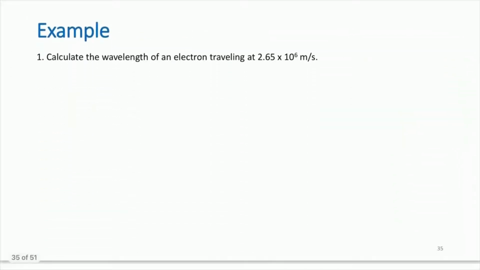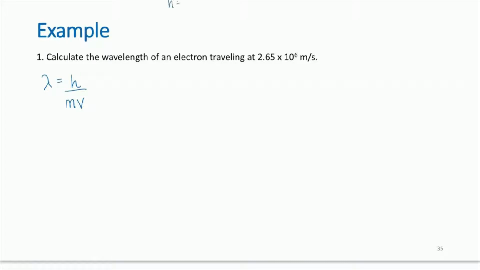So number 1, calculate the wavelength of an electron that's traveling at 2.65 times 10 to the 6 meters per second. Here we've got your velocity and we've got wavelength. We can use our de Broglie equation to solve this question. The de Broglie equation is relating that wavelength of a particle to its velocity. So now we know wavelength equals Planck's constant divided by the mass times velocity.